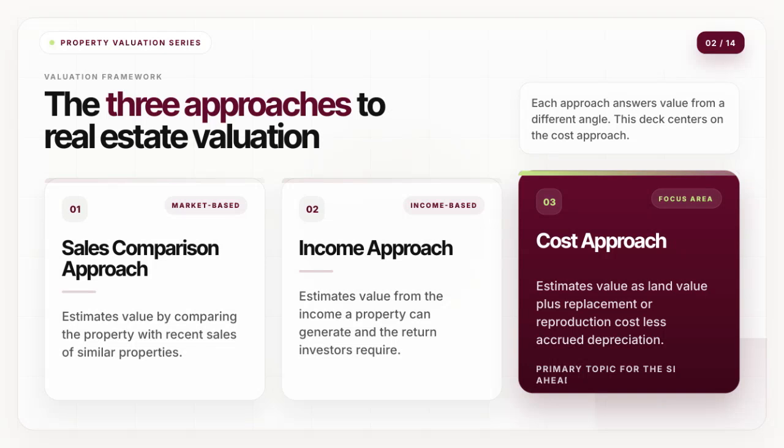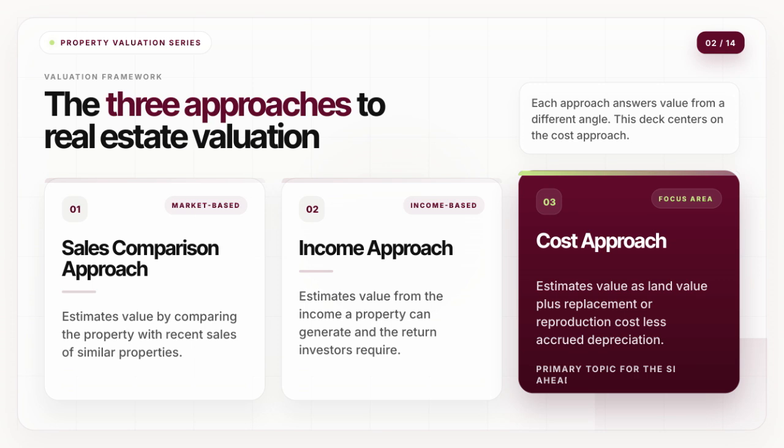Here, we're looking at the three main approaches used in real estate valuation. Each one provides a different perspective on determining a property's value. The first is a market-based or sales comparison approach, which estimates value by comparing the property to recent sales of similar properties. This is often how buyers and sellers gauge value. Next, the income-based or income approach considers the value based on the income the property can generate and the return investors expect. This is particularly relevant for investment properties.